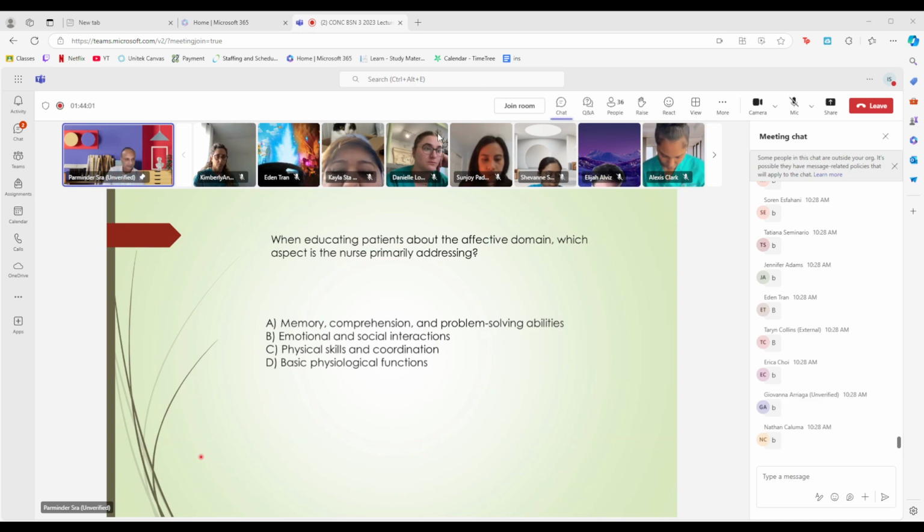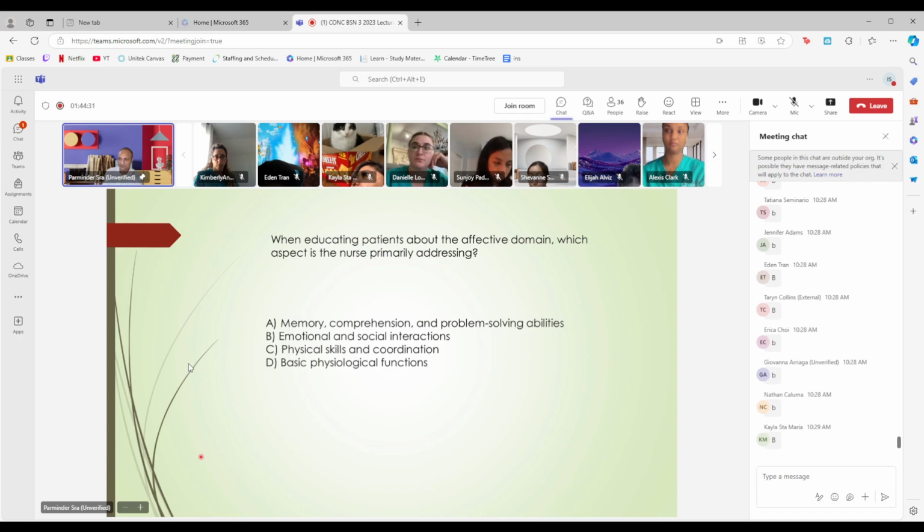Okay, excellent. B is the correct choice. Emotional and social interactions, which involves feelings, attitudes, emotions, and social interactions. We already talked about cognitive previously, which involves memory, comprehension, problem solving. Physical skill coordination is associated with another one we'll talk about. And basic physiological functions has nothing to do with it.